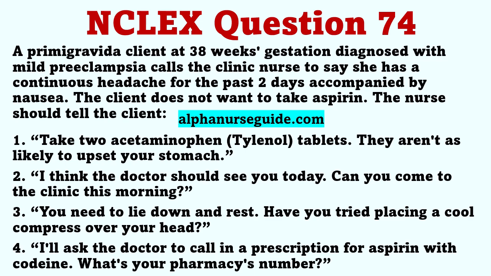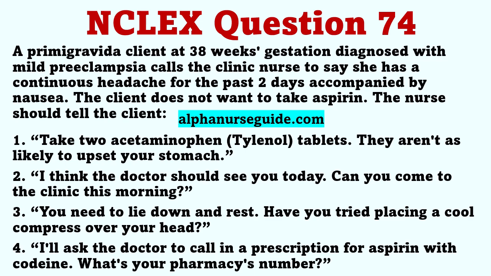A primigravida client at 38 weeks gestation diagnosed with mild preeclampsia calls the clinic nurse to say she has a continuous headache for the past 2 days accompanied by nausea. The client does not want to take aspirin. The nurse should tell the client: 1. Take 2 acetaminophen tablets. They aren't as likely to upset your stomach. 2. I think the doctor should see you today. Can you come to the clinic this morning? 3. You need to lie down and rest. Have you tried placing a cool compress over your head? 4. I'll ask the doctor to call in a prescription for aspirin with codeine. What's your pharmacy's number?